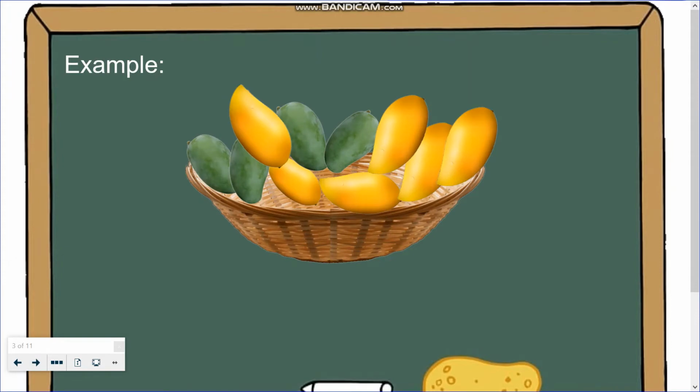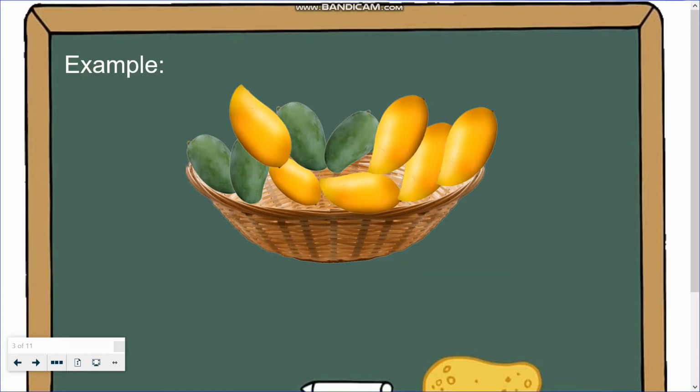As you can see, there are mangoes inside the basket. We have the green mangoes and we have the yellow mangoes. So we're going to get the proportion of the yellow mangoes and the green mangoes. First, let's count the total number of mangoes inside the basket. 1, 2, 3, 4, 5, 6, 7, 8, 9, 10. So there are 10 mangoes inside the basket.